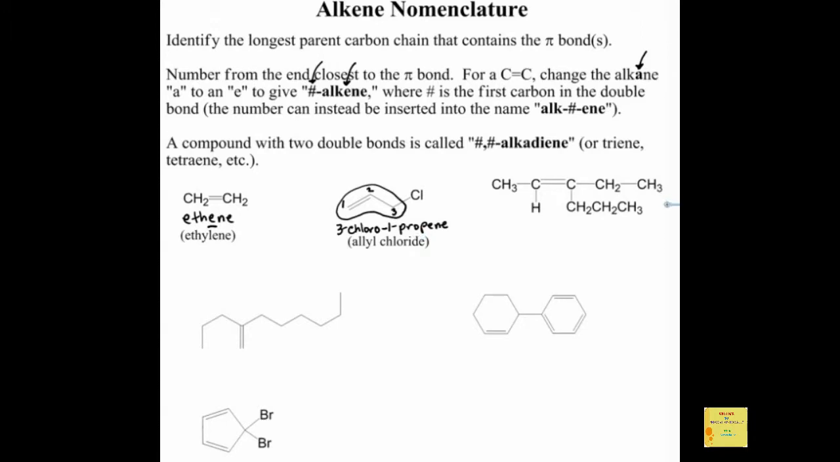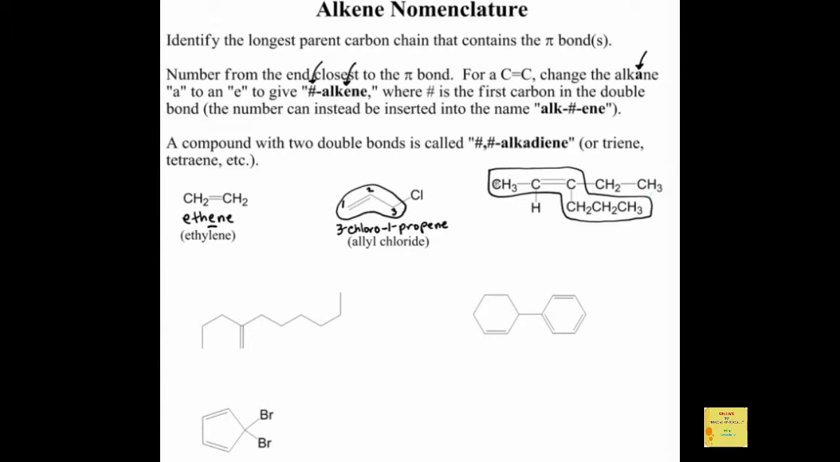Okay, how about this case? Where's our longest carbon chain that contains both carbons of the double bond? Looks like we'll come across here, but then we'll move down in this direction because that would be a longer chain than over here. And how are we going to number it?